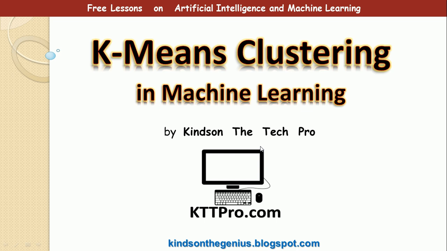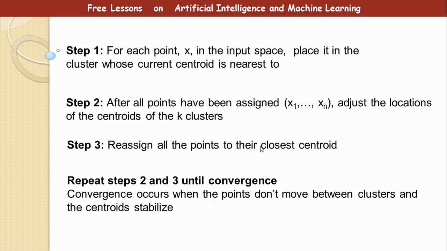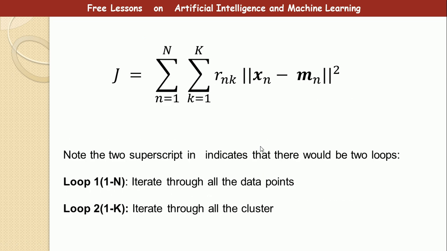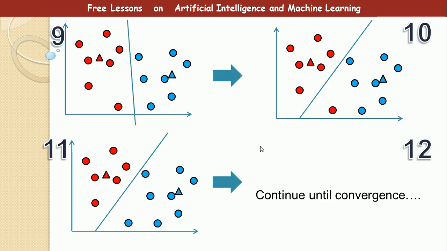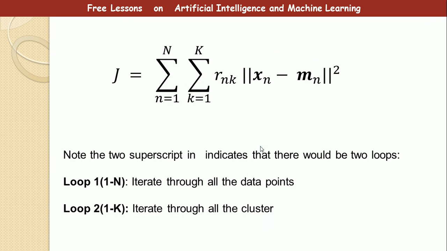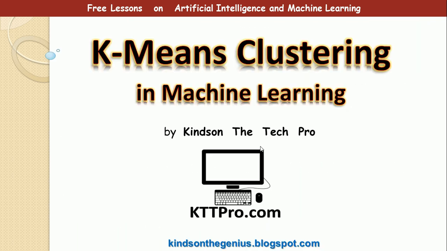Today's topic will be k-means clustering in machine learning. Now, this topic is found difficult by some students, but I'm going to tell you that it's not that difficult. So we are going to look at the steps, we are going to look at the formula briefly, we are going to look at the explanation of how it works, and then we take an example, and I'm sure by the time you finish this lesson you'll be very good in k-means clustering.